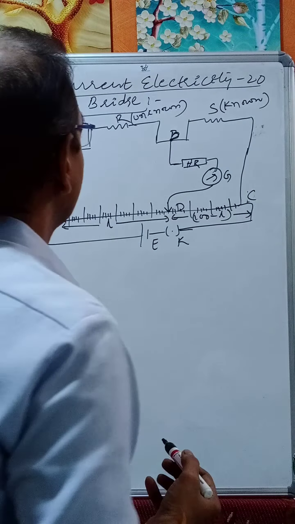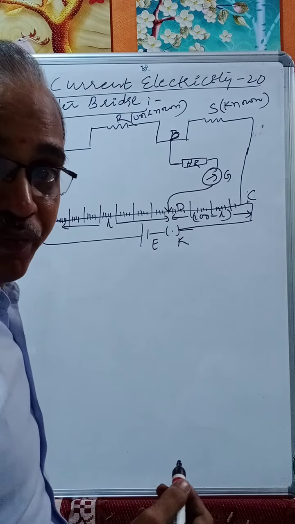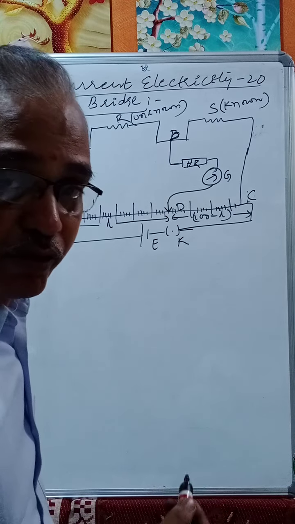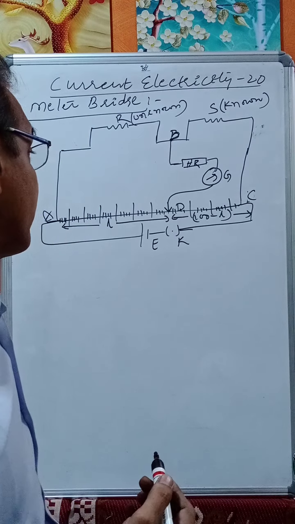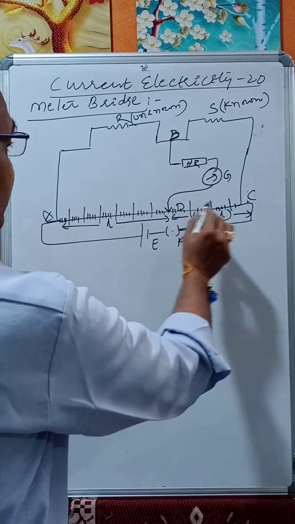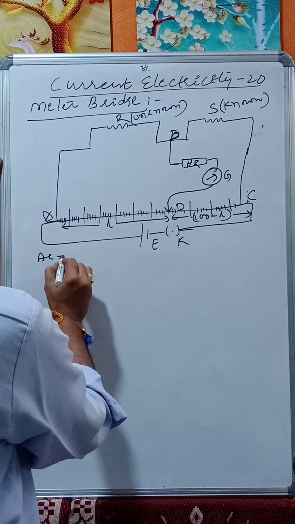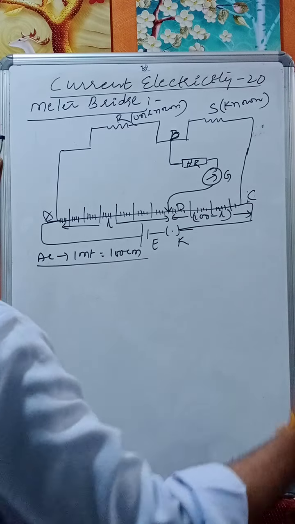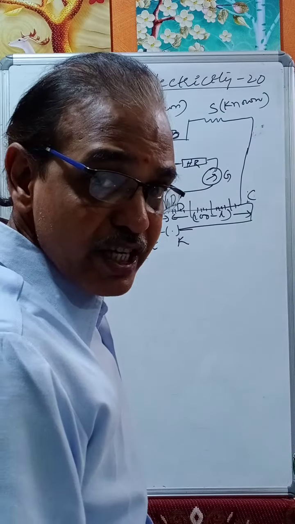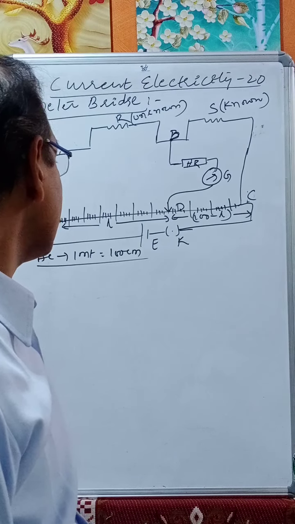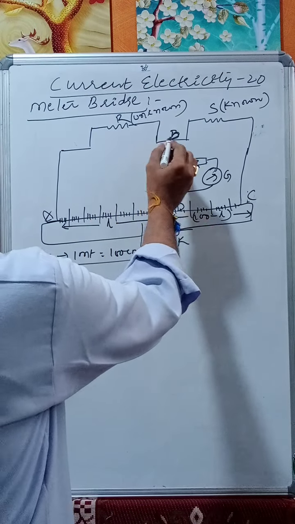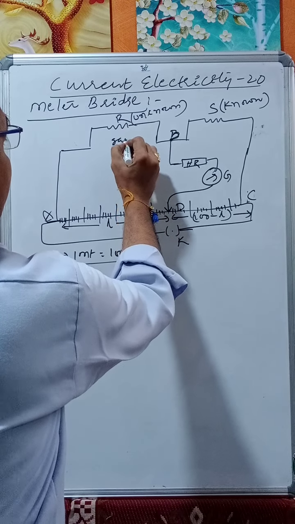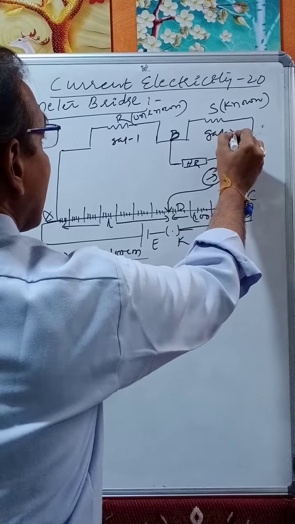So a meter bridge is an extension or application of the Wheatstone bridge. It consists of a wire AC of 1 meter length, that is 100 centimeters. It consists of two gaps, R and S. This is gap 1, this is gap 2.